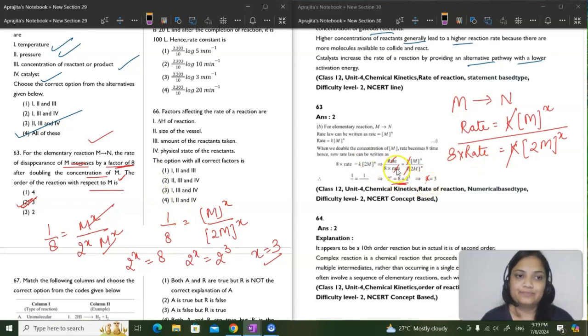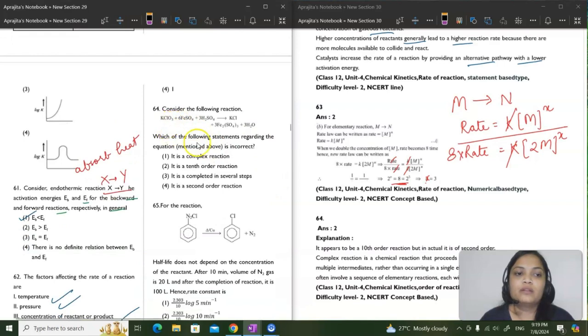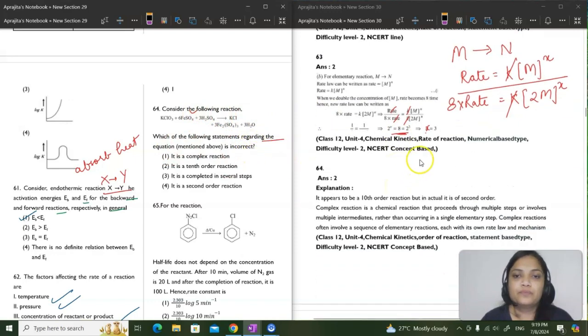Okay, it's 3. Now question number 64. So here a reaction is given to you, students. KClO3, potassium chlorate plus ferrous sulfate plus H2SO4. Which of the following statements regarding the equation is incorrect? So here they are saying we have to find out the incorrect statement. Okay. So it's a complex reaction. Of course, here you can see it is going to be a complex reaction.